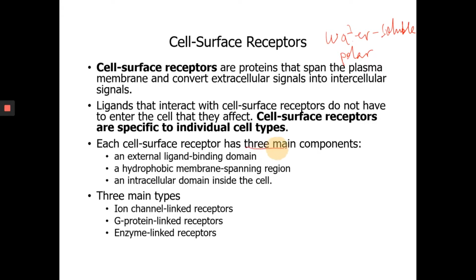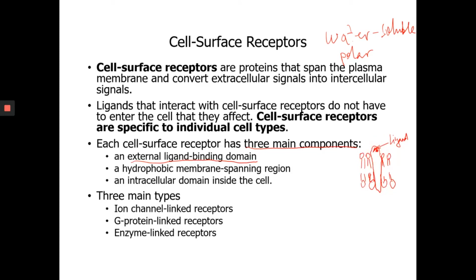This part, the three domains, you don't have to memorize, just be familiar with it. There are three main components. This is the cell membrane, the phospholipid bilayer. Let's say you have a cell surface receptor right here. The part facing the exterior of the cell, in the extracellular space, is the external ligand binding domain. The ligand is going to bind to this area right here.